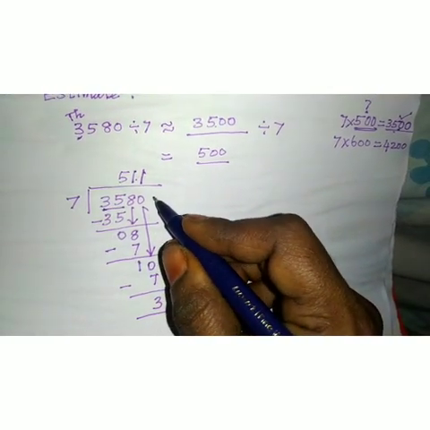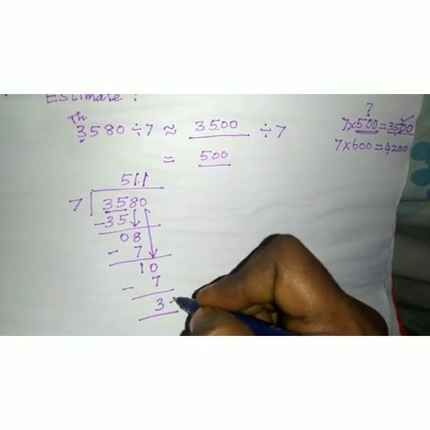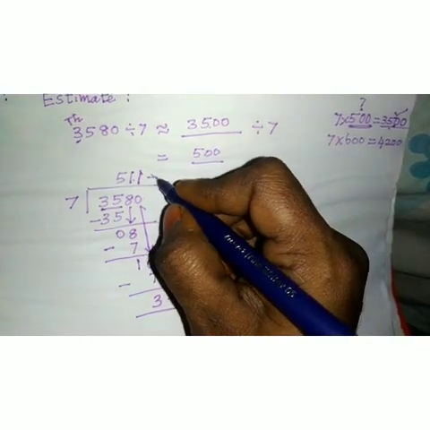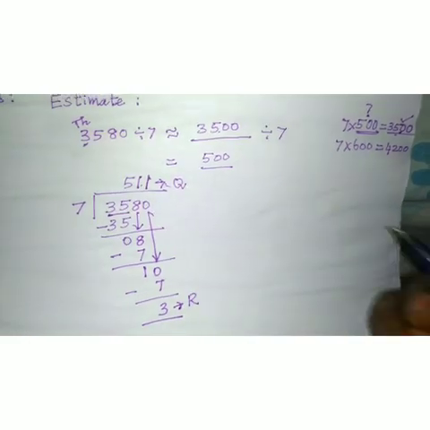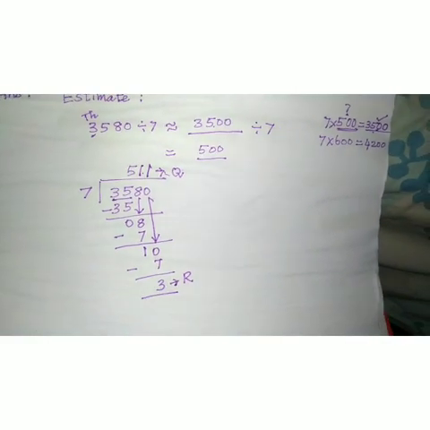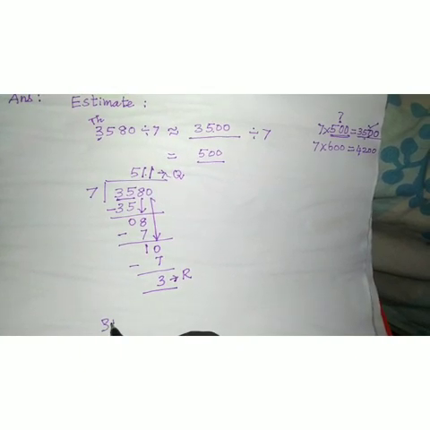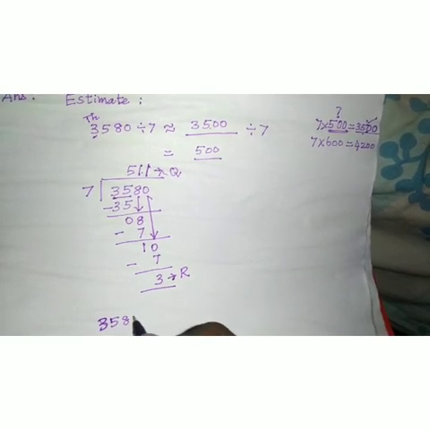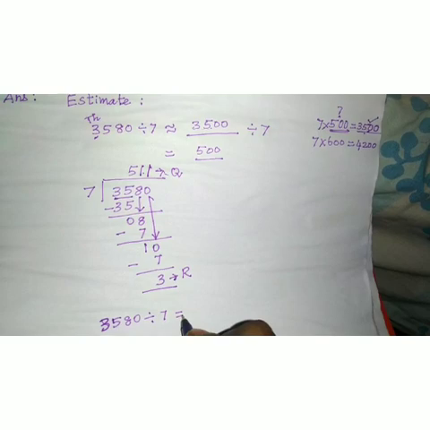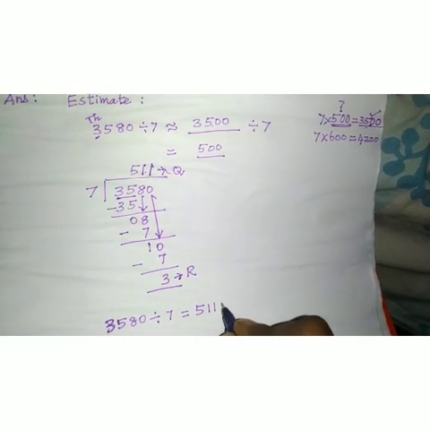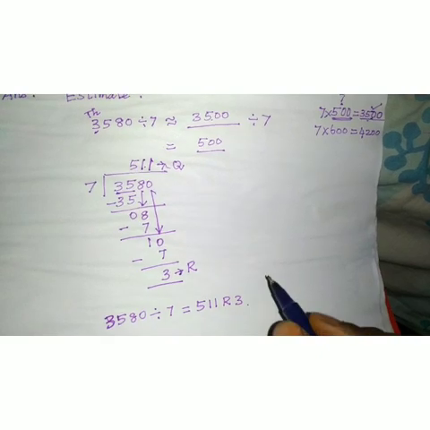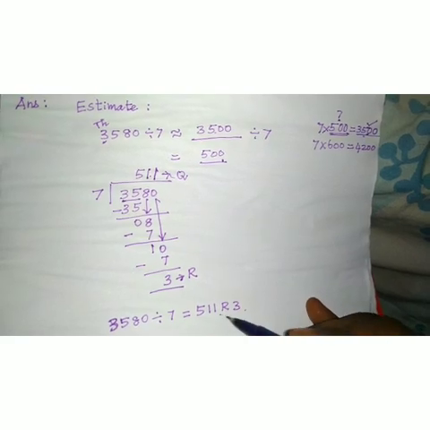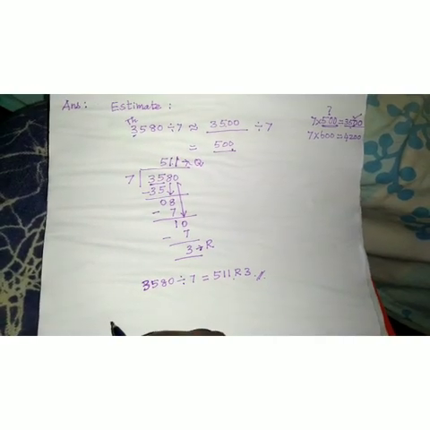After the 0, we don't have any number. So after subtraction, we got the final remainder as 3 and quotient as 511. So by the normal division method, 3580 divided by 7 is equal to 511, remainder 3. Therefore, the estimated value 500 is nearest to 511. Therefore, our calculation part is right.